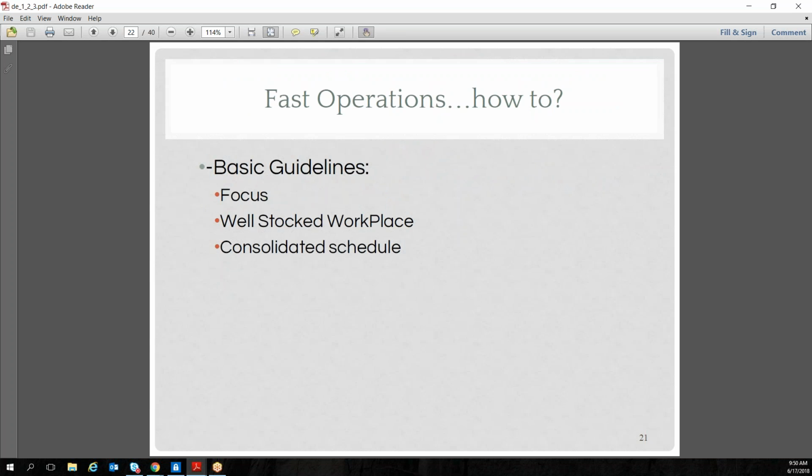So the next thing he was highlighting is fast operations, and how we can do them. Here, fast operations means in-time delivery. Fast operation means no transportation defects, no bugs in the product which you are selling. Apart from this, there are some guidelines we need to follow whenever we do fast operations. The first one is focus, the second one is a well-stocked workplace, and the third one is a consolidated schedule. These basic guidelines should be taken into consideration every time we are doing fast operations.